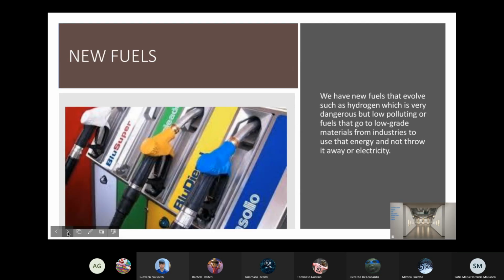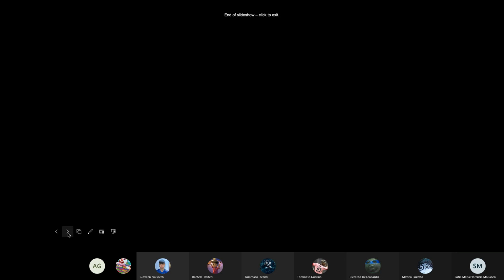Now I spoke about new fuels. New fuels are the future of the car, such as hydrogen, which is very dangerous but low polluting, or fuels that use low grade material from industries to use that energy and not throw it away, like electricity. And this is the future of the car and the motor in general.